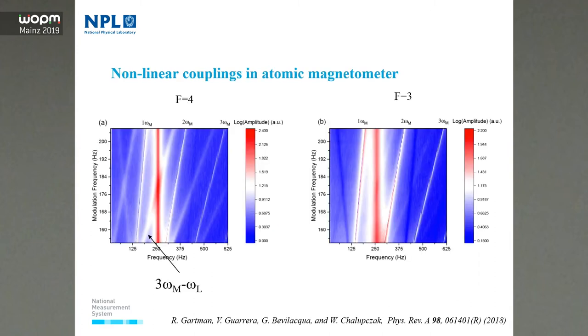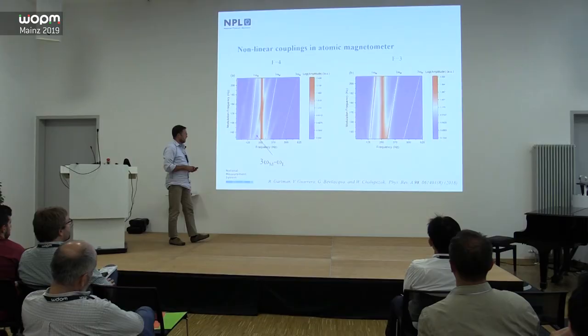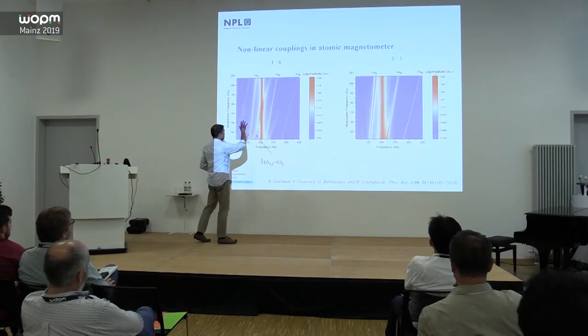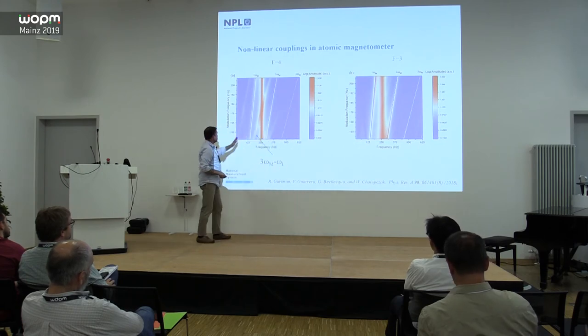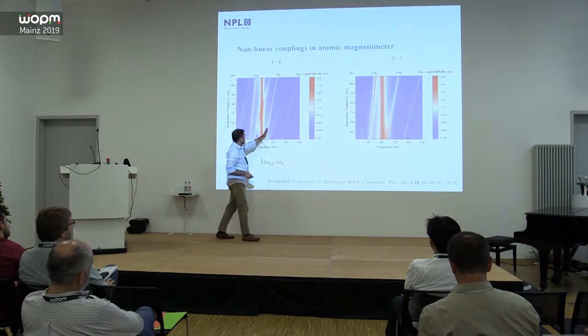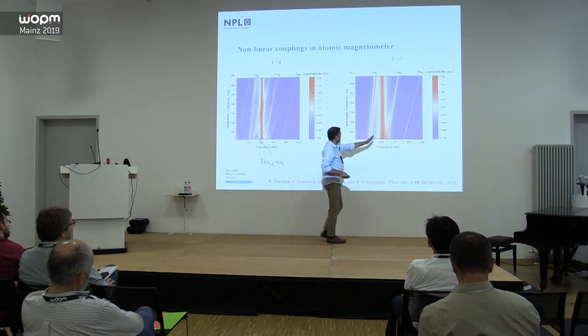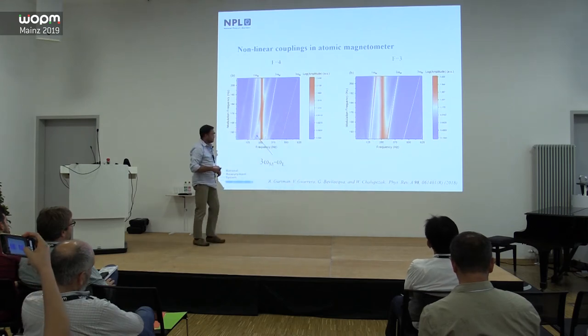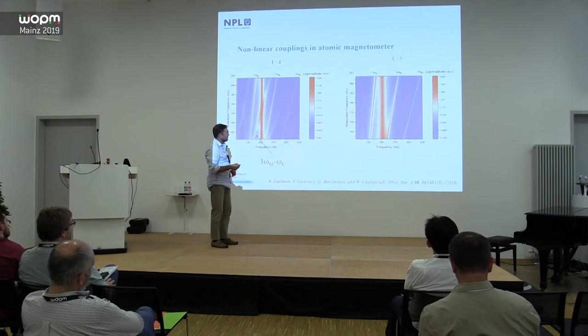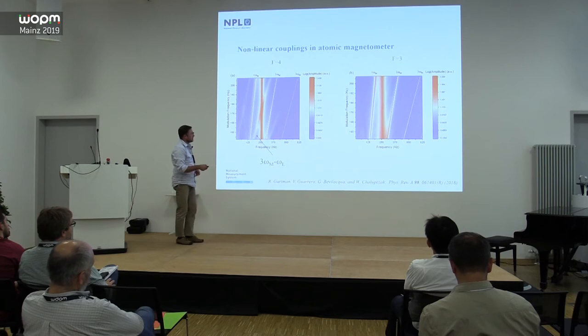So these are the FFT spectra of the coherences in this transient time, generated by atoms in F4 and in F3 cases. We have these harmonics, first, second, third, first, second, third, and we have a component oscillating at Larmor frequency. You can see that because F3 atoms are coupled directly to the light, the width of this component in F3 is wider than in F4.